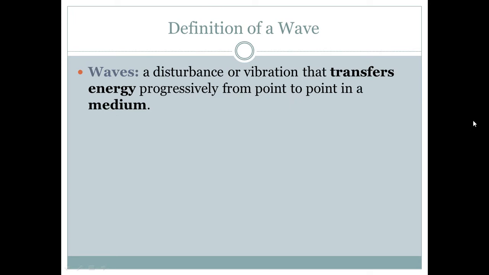All right, so what is a wave? Well, simply put, it's a disturbance or vibration that transfers energy progressively from point to point in a medium. So most waves, the vast majority of waves, require what's called a medium. That's a material. The medium is a material that the wave transfers through.